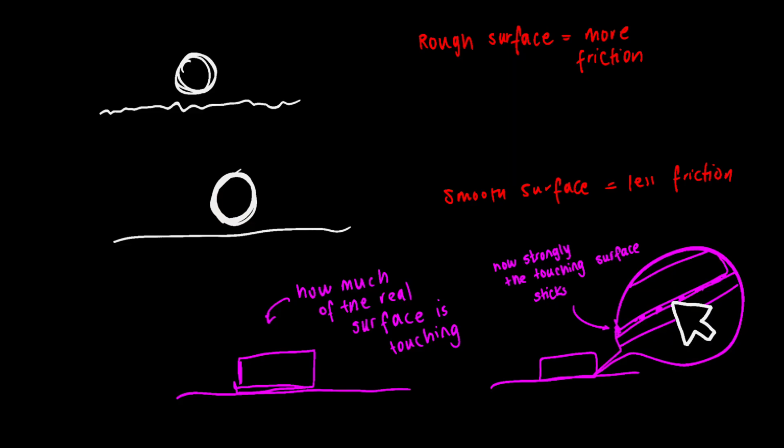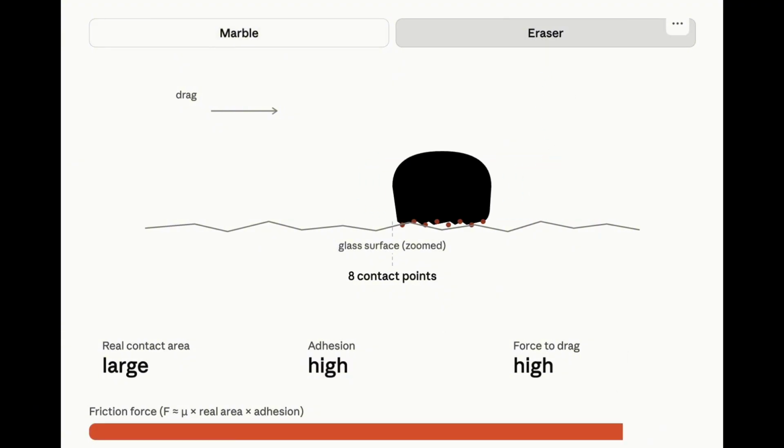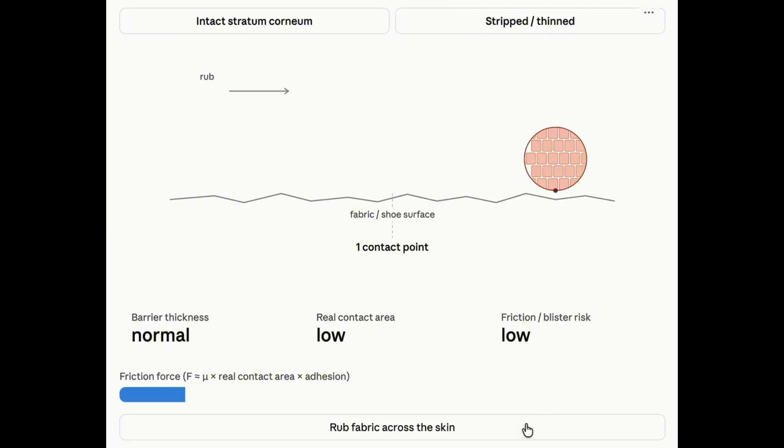Here's an analogy to help that stick. If you press a marble onto a pane of glass and then drag it, there's going to be a tiny contact patch, and the glass and marble are both stiff, so nothing deforms and it ends up gliding. That is low friction. Now press a soft rubber eraser onto the same glass and drag it. The eraser is compliant. It squishes and molds itself into the surface. So way more of it is actually in contact, and rubber has high adhesion to begin with. It doesn't glide, it grips and drags. This is high friction.